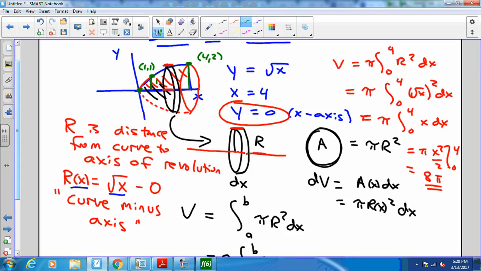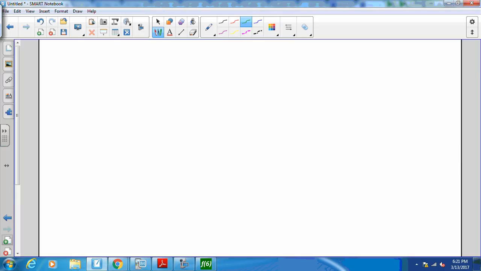Now, for the technical details, when I cover my solid with these disks, it's really an approximation. And what I'm doing is taking a look at the limit as the width of those disks goes to 0. So this is the typical way in which a problem will present. Here's a typical example.